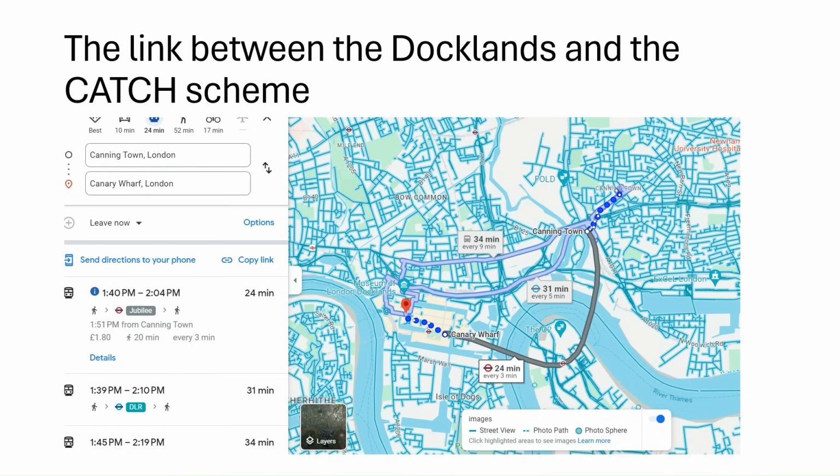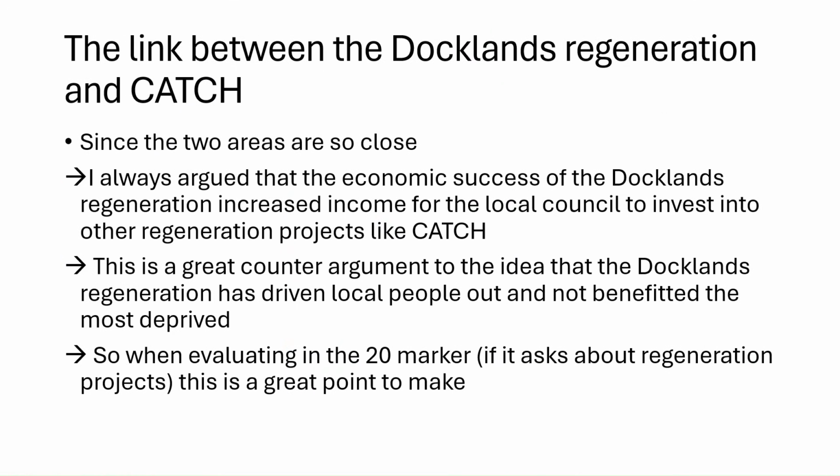So you can actually link the Docklands and the Catch scheme together. As you can see, I pointed out here on Google Maps, it's a 20-minute, sorry, it's not a 20-minute walk, it's a 20-minute tube journey, which is very short between the two places. Since the areas are so close, I always argued that the economic success of the Docklands will increase income for the local council to invest in other regeneration projects, such as the Canning Town one, so the Catch scheme. And this is a great counter argument to the idea that Docklands regeneration has driven local people out and not benefited the most deprived.